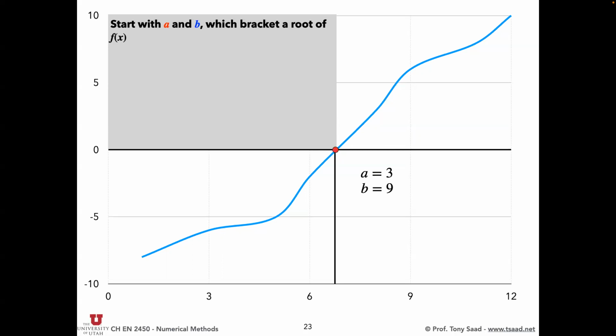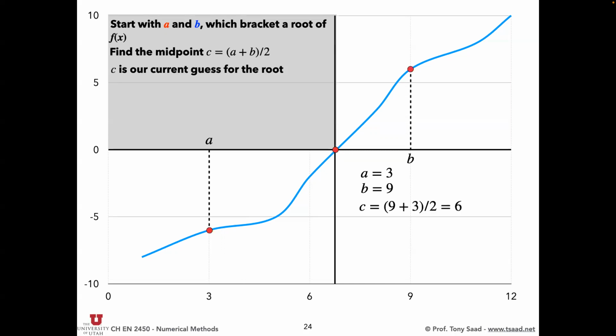Start with a and b, which bracket a root of f of x. So this would be a and this would be b. The next step in this method is to find, remember, you don't know the root, you don't know this one yet. The next step is to find the midpoint of a and b. So you define c is equal to a plus b over 2.